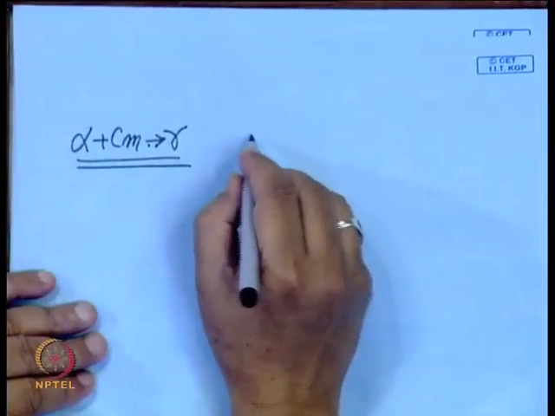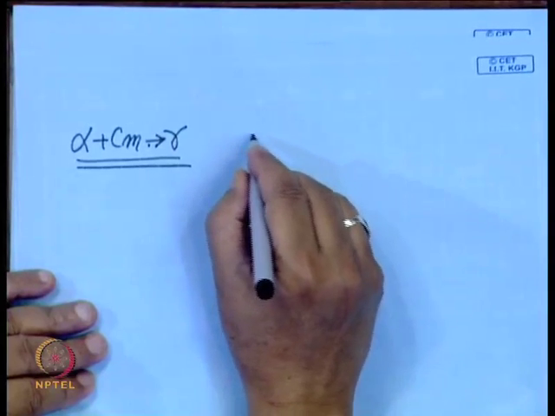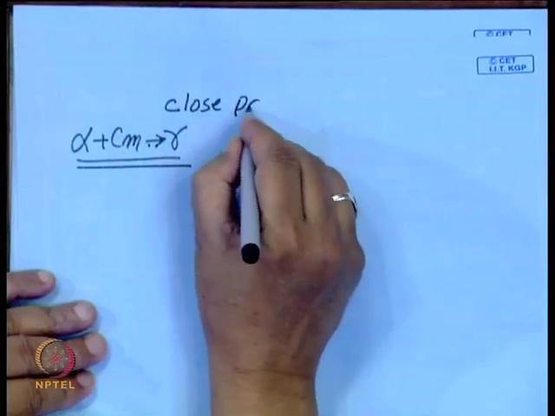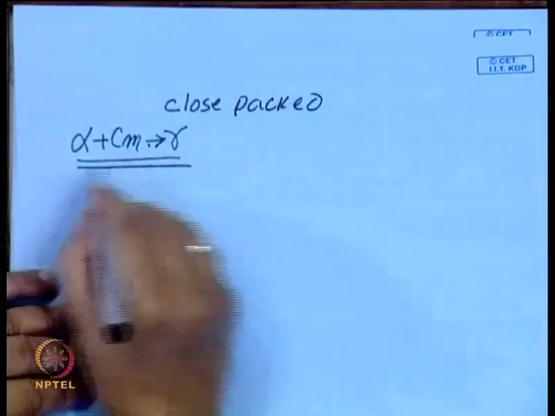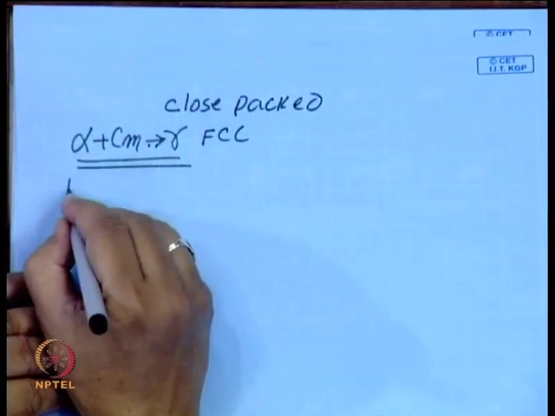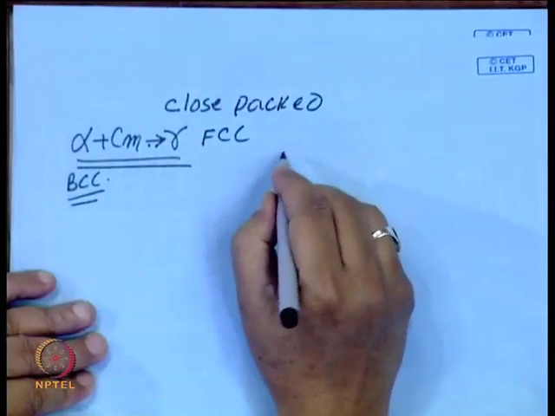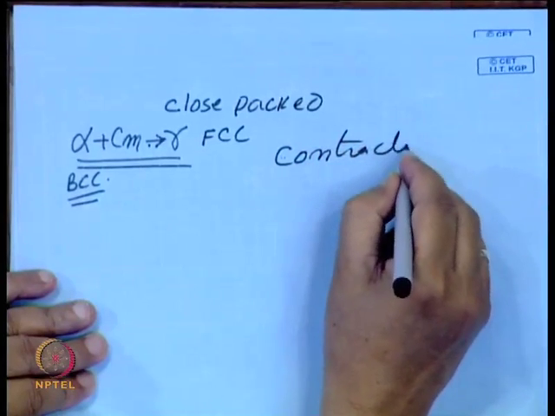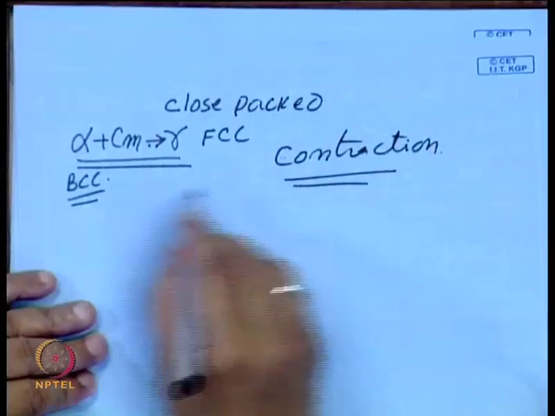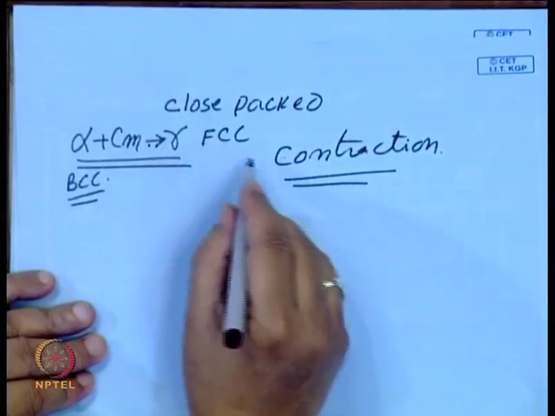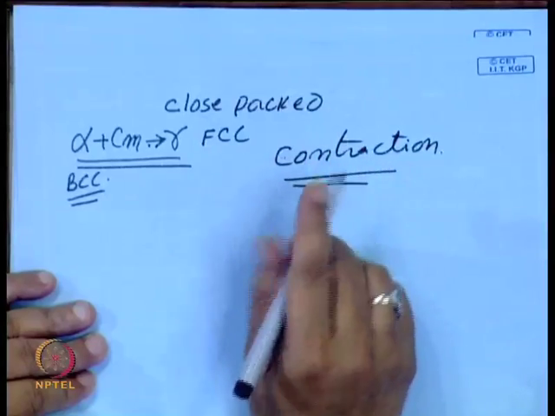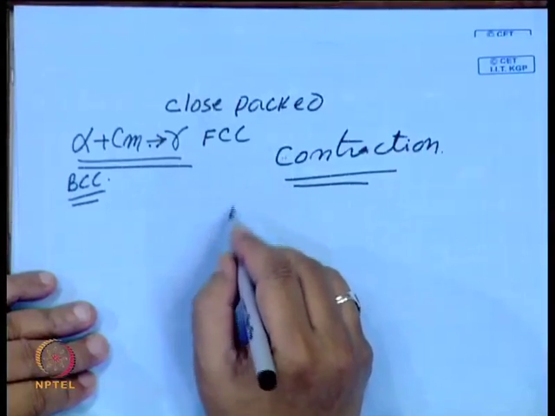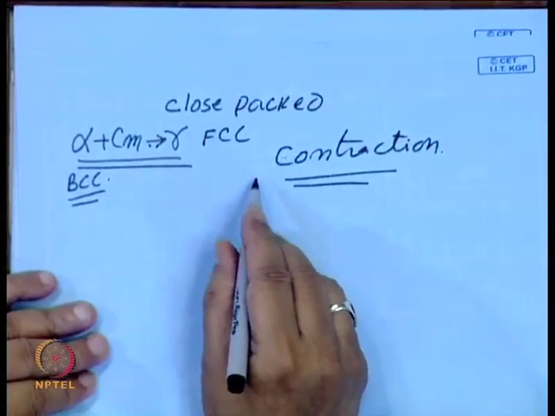When this takes place, there should be contraction, that means volume decreases, because this is a closed pack structure, which is FCC, and this is BCC. So, there is a contraction. When you keep heating, and this transformation takes place, suddenly that steel piece's dimension will try to shorten, and when you heat, there is accompanying thermal expansion also.